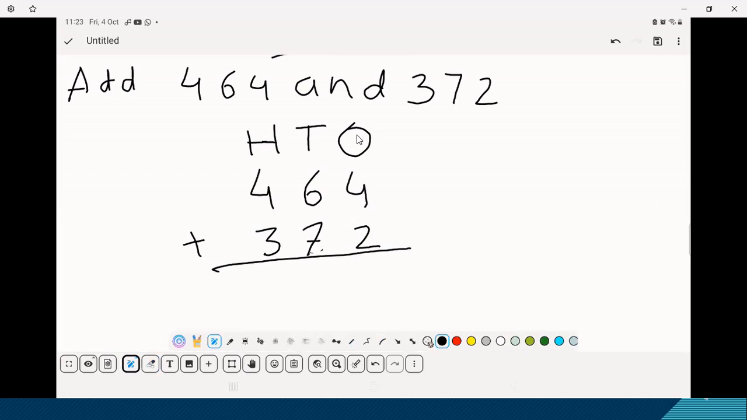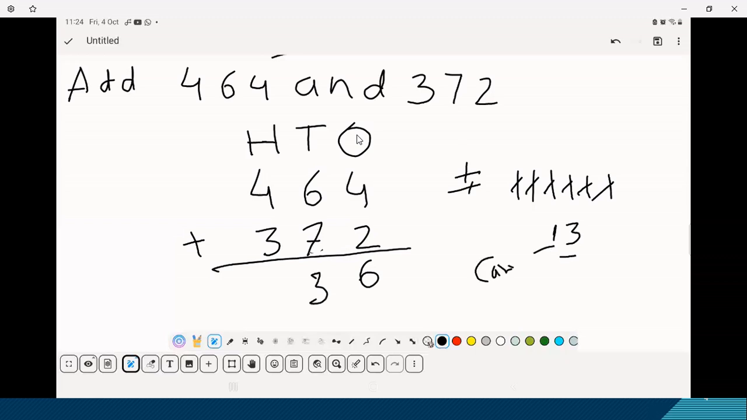Okay, now we have to add 4 plus 2. Now we have to count 2 after 4, that is 5 and 6. And now 6 plus 7. We have to count 6 after 7. 1, 2, 3, 4, 5, 6. Now after 7: 8, 9, 10, 11, 12 and 13. Now you will get 13. The 3 will come below as the answer, and then this 1 is the carry.